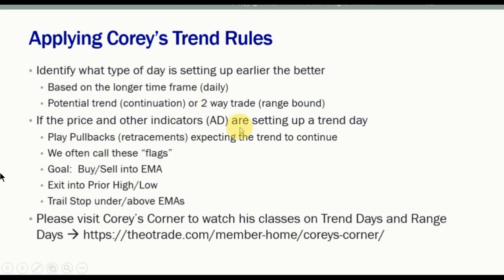If price and other indicators are setting up a trend, and again, Dale, I'm going to get into that AD in one second here, we want to obviously play his trend rules, and that is buying the pullbacks, retracements into those EMAs. We often call those flags. So the goal is to buy or sell into the EMA depending on trend, exit at the prior high or low. And then he encourages you to trail your runner under the EMAs or above, depending on trend.